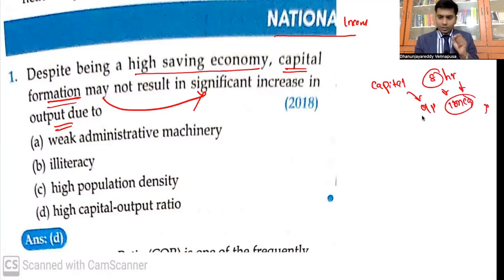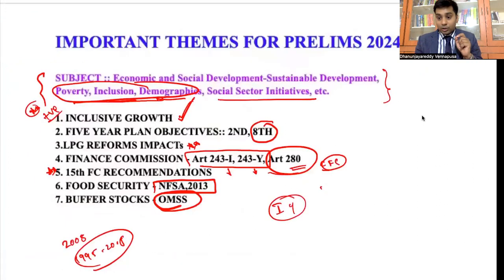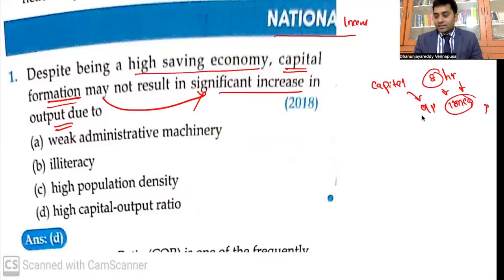Now look, in my last class I said one formula, one technique. What technique did I say? Look at the positives in inclusive growth. I said inclusive growth is a positive term. Look at the positives in the answer. Now have a look at it. They are asking may not result in a significant increase in the output due to, which means the question is negative in connotation. What do I mean by negative in connotation? They are asking to choose the negative reason.